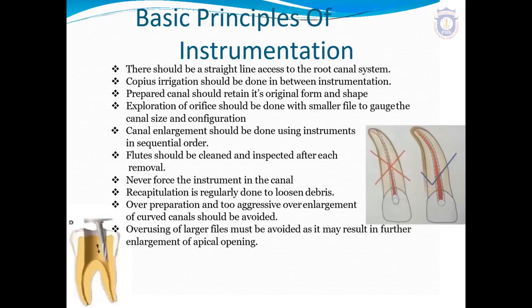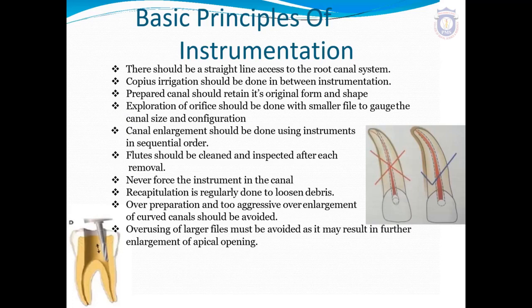The basic principles of instrumentation are as follows: there should be straight line access to the root canal system. Copious irrigation should be done in between instrumentation. The prepared canal should retain its original form and shape. Exploration of the orifice should be done with a smaller file to gauge the canal size and configuration. Canal enlargement should be done using instruments in a sequential order. Flutes should be cleaned and inspected after each removal. Never force the instrument in the canal. Recapitulation is regularly done to loosen the debris. Over preparation and too aggressive over enlargement of canals which are curved should be avoided.